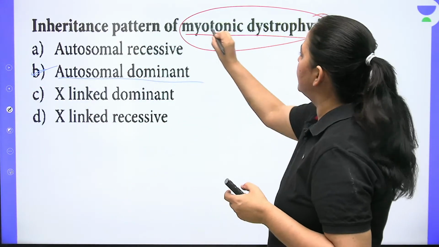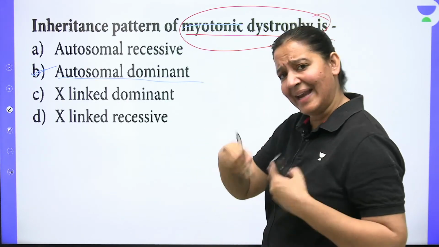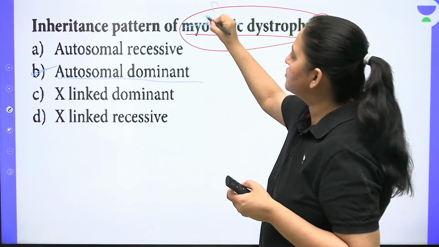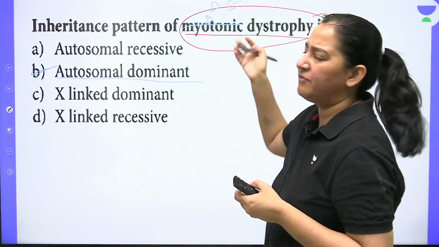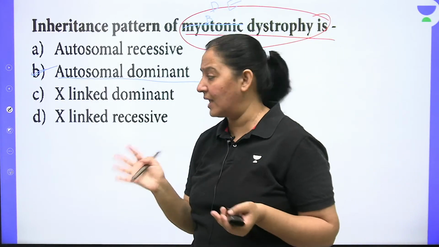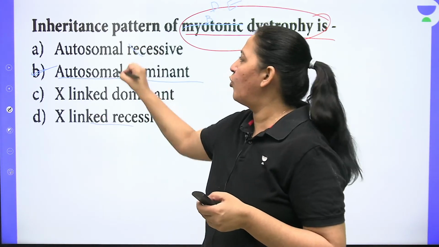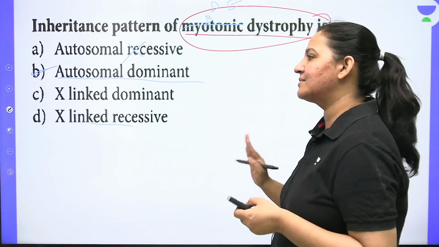If I change the question, instead of myotonic dystrophy, I ask any other dystrophy, may I ask Baker dystrophy? Can I ask Duchenne dystrophy? Can I ask Emery dystrophy? So the answer will change. In that case, your answer will become D. But A is no way. A to koi bhi answer hai nahi, right? So the correct answer here is B.